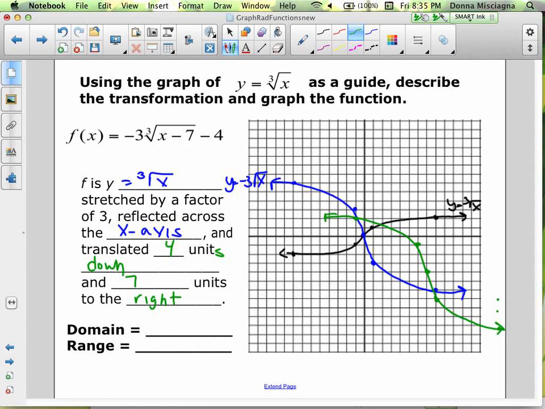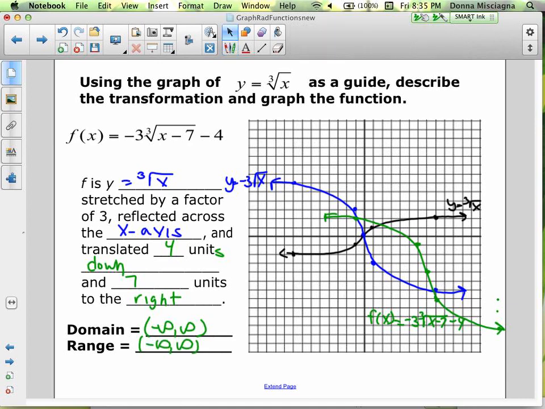All right, so the green graph there, that one is our graph, which is f of x equals negative 3 times the cube root of x minus 7, minus 4. And we're done. This is a cube root. Domain is all real numbers. And so is the range. Makes it nice. Got the arrows at both ends.